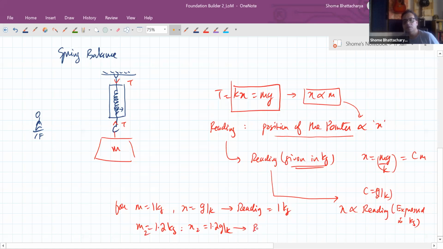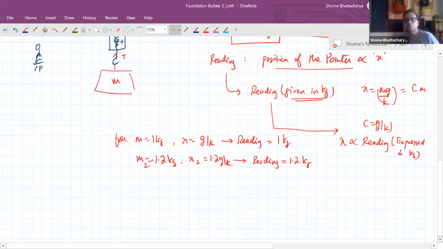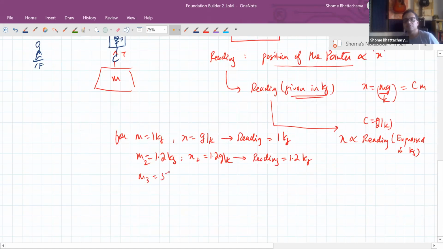So what it will do is automatically, because the extension has become 1.2 times this, the reading it will show on the scale will be 1.2 kg. Now, if I change the mass which is suspended to m3, let's say 5 kilograms, the spring's extension will become 5g by k. So that is 5 times this initial value.